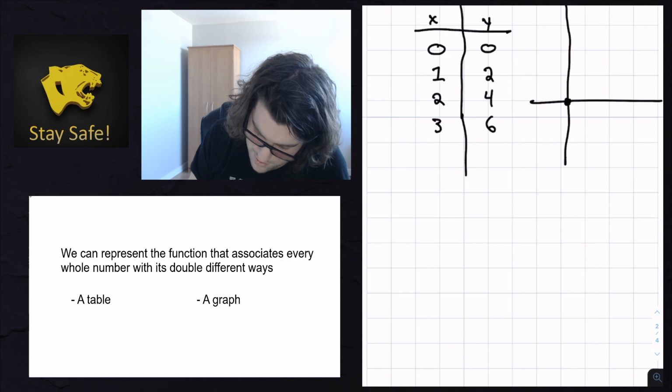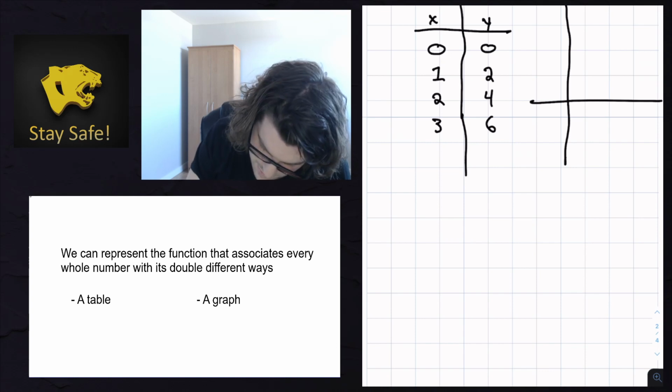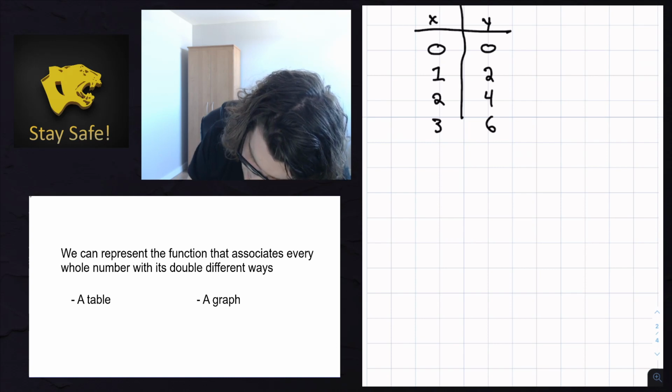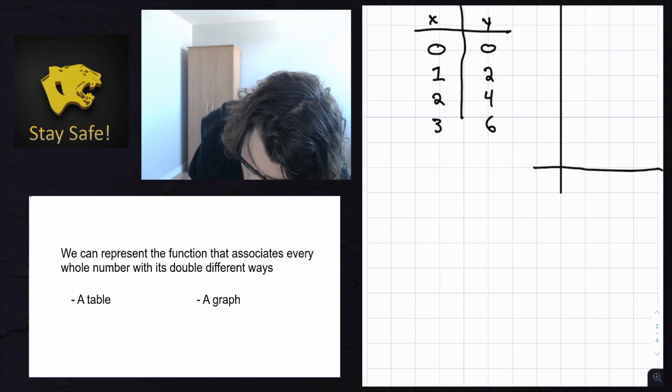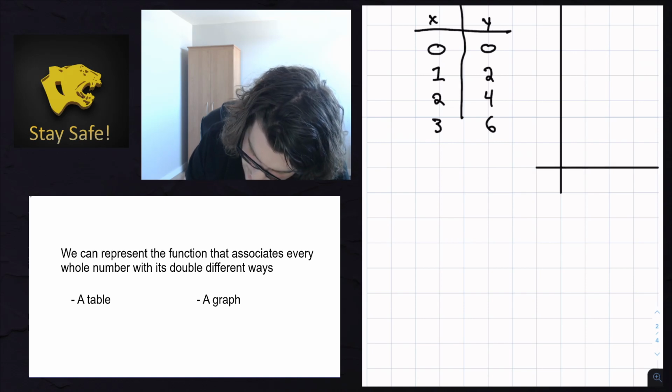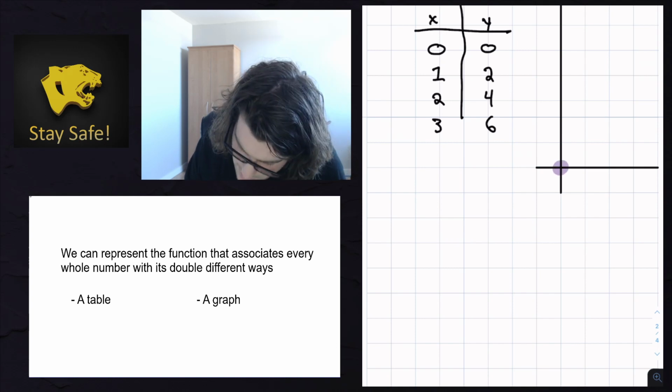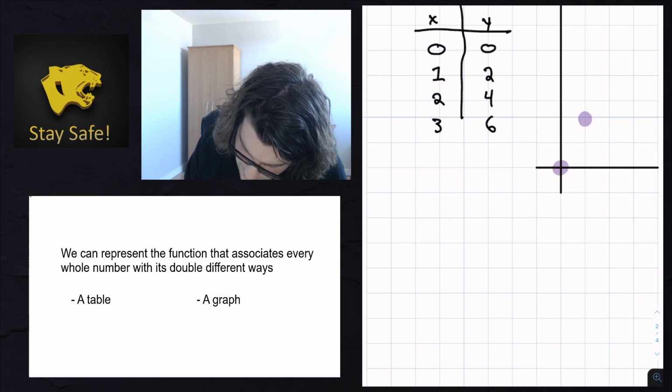So 0's double is 0. And of course, let me do this without making a complete mess. So let me hold that there. So at 0, I would have 0. At 1, I have 2. At 2, I have 4. At 3, I have 6.